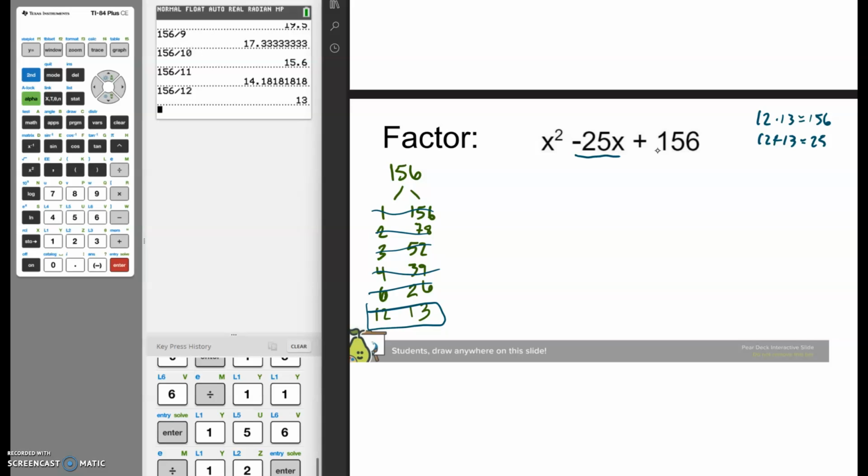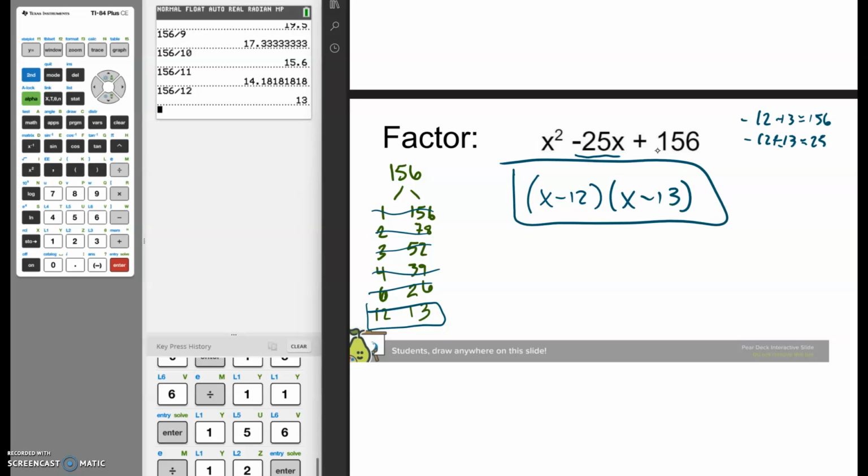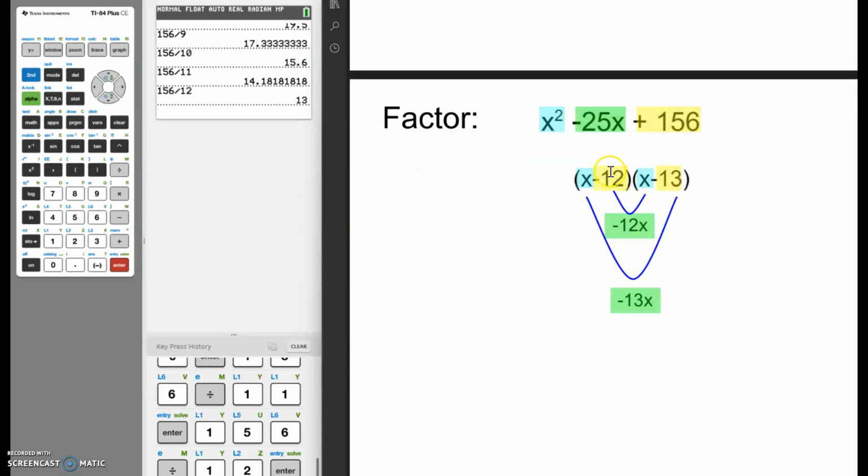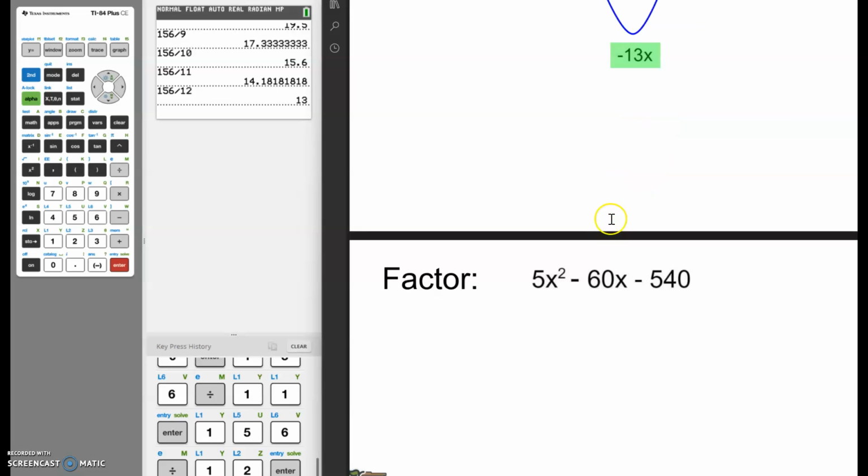How do we make that work? Well, if we make everything negative, that will change this. So our two numbers are x minus 12 and x minus 13. There's the long way right there. Looking at our next slide, which shows the answer and shows you when we multiply the inners and the outers, they add up to get our middle term.